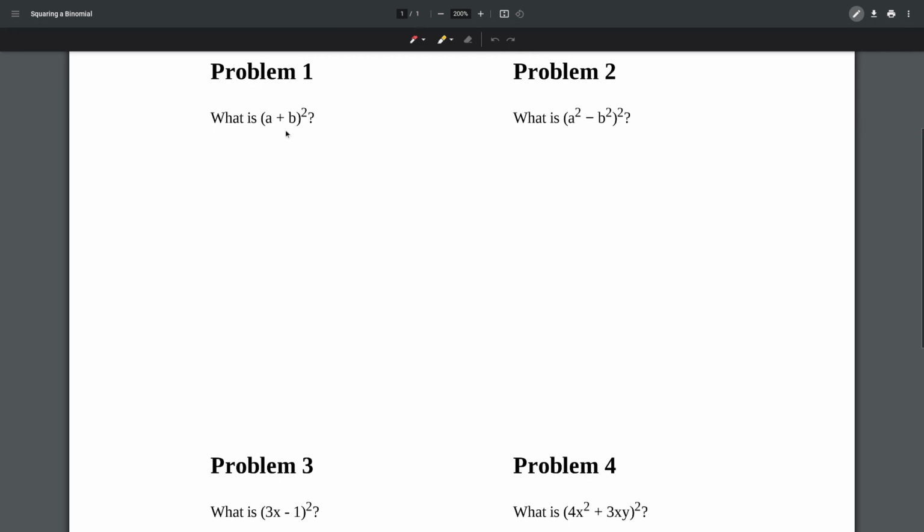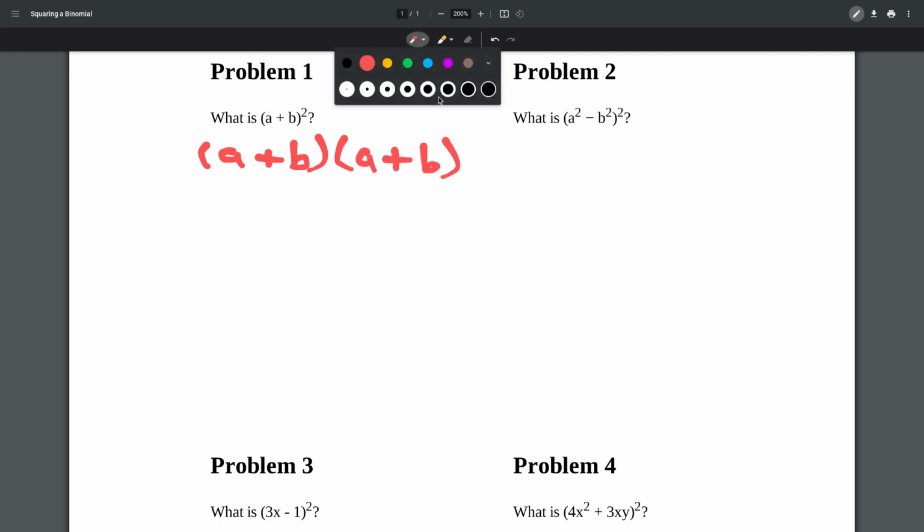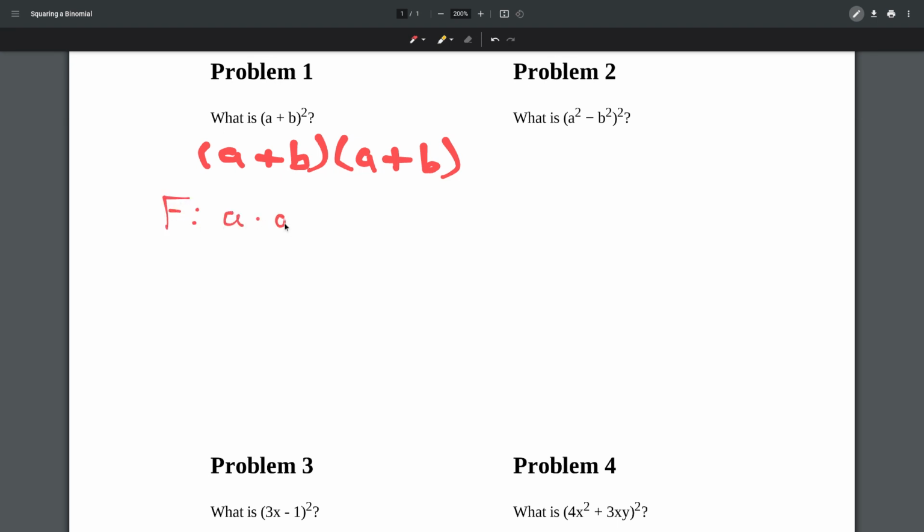So we have what is a plus b squared, okay? So another way to write that is a plus b times a plus b. Let's make this a little bit less thick. It's too thick there. So we're multiplying it by itself. So we could do FOIL, which is the first terms multiplied together, a times a, which is a squared. And we could do the outer terms multiplied together, a times b, which is AB.